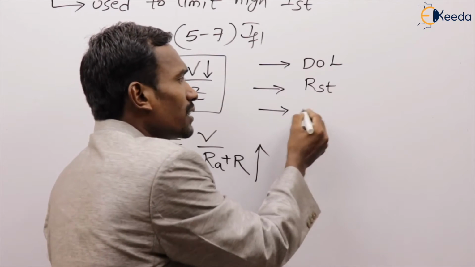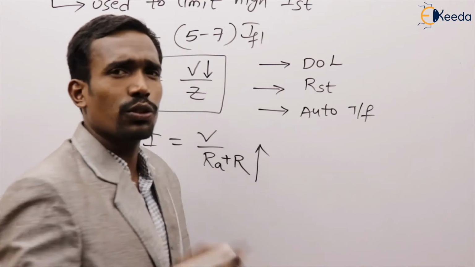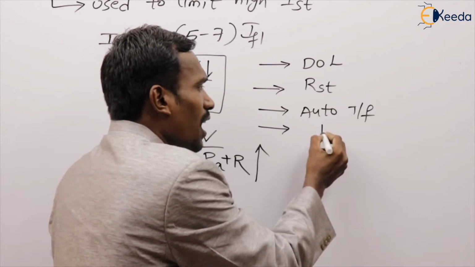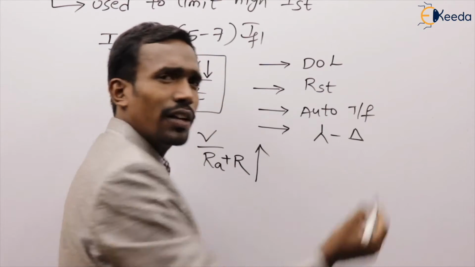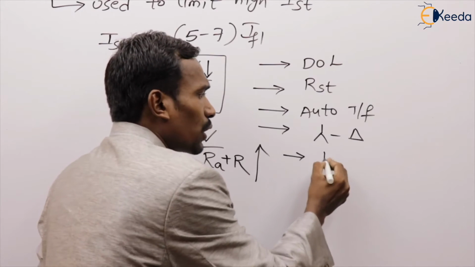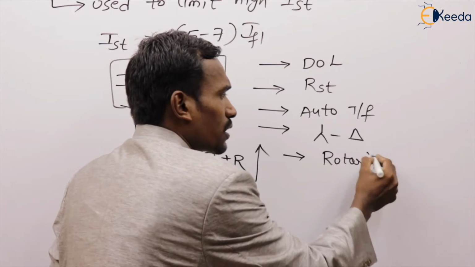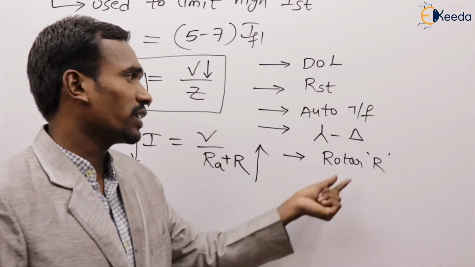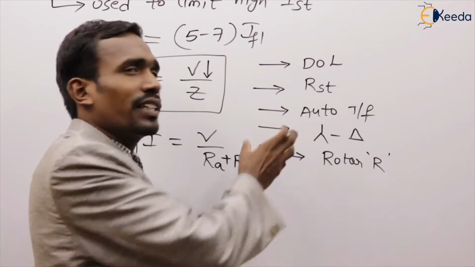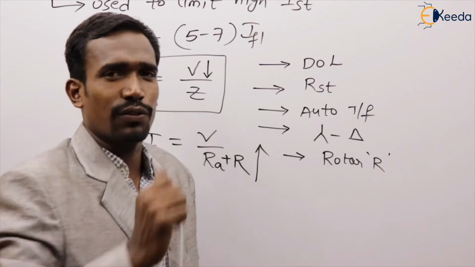The third one is the auto transformer starter. The fourth one is the star delta starter. The fifth one is the rotor resistance control starter. Finally, we have 5 types of starters for induction machines. Let's discuss each and every one.